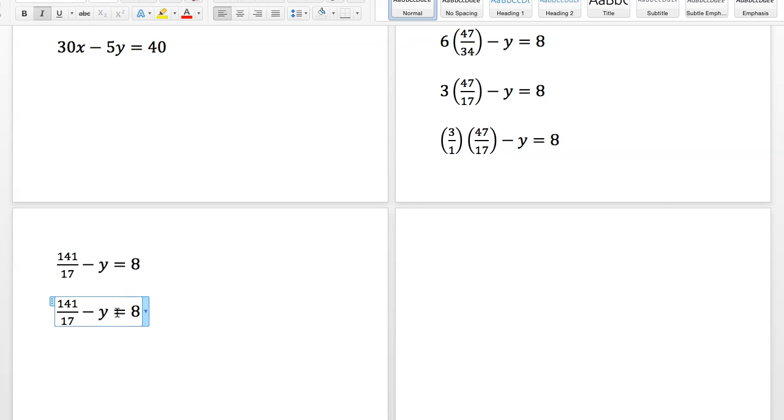I want pure numbers on one side, y's on the other. So I want negative y to come over here as plus y. I want pure 8 to come over here as minus 8. Adding to both sides and subtracting from both sides is correct, but it gets irritating. I like to just Benedict Arnold.